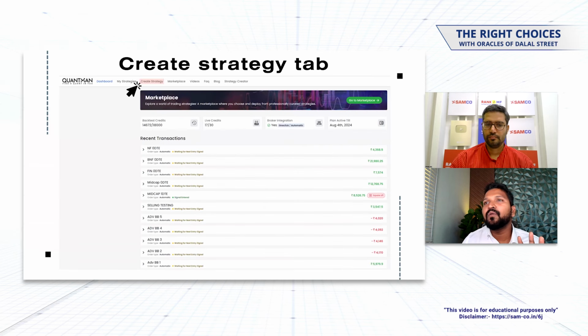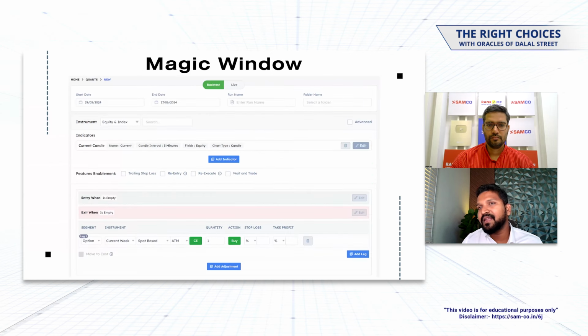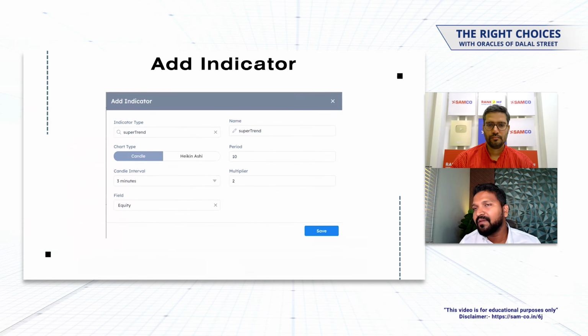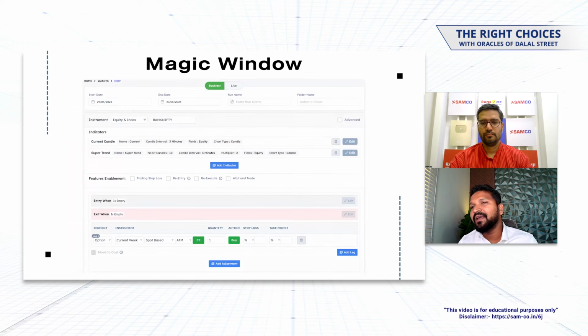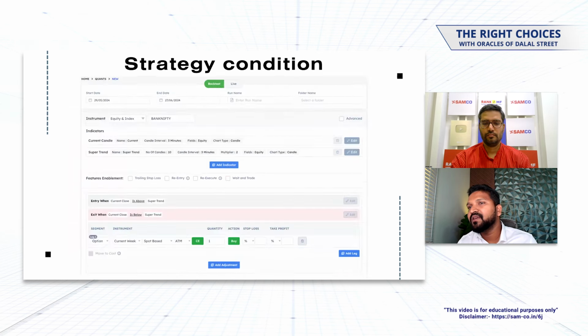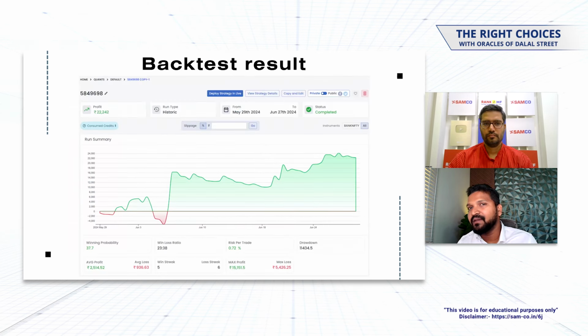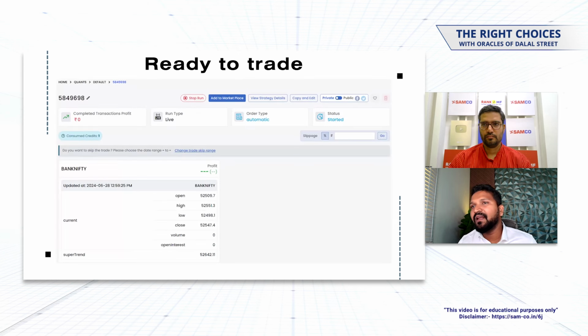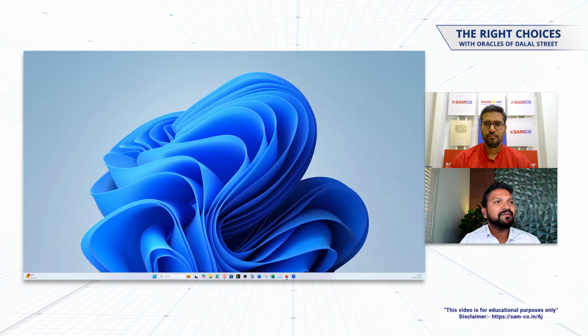So we can try to create a strategy. I'll take you through these things in the upcoming slides. I'll be taking you to Quantman and then I'll try to explain these things over there, so you will understand in more detail how to automate your trade setups, everything. I'll be giving you a brief intro over there. This is what I call the magic window.